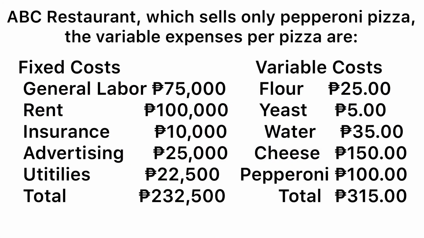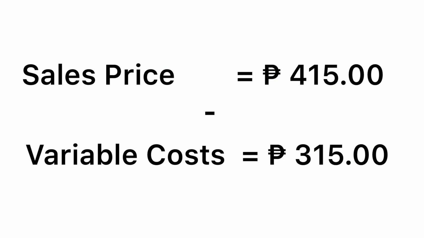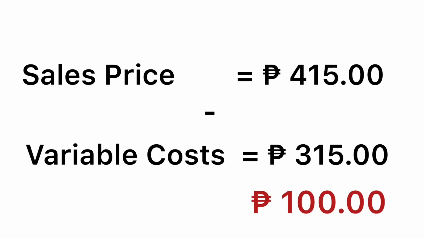For better understanding, here is an example. The ABC restaurant, which sells only pepperoni pizza, has the following expenses for the whole month. Their total fixed costs is $232,500, while their total variable costs is $315. If they charge 415 pesos for the finished product, then they receive 100 pesos per pizza to contribute to the fixed costs and ultimately the restaurant's overall profits.